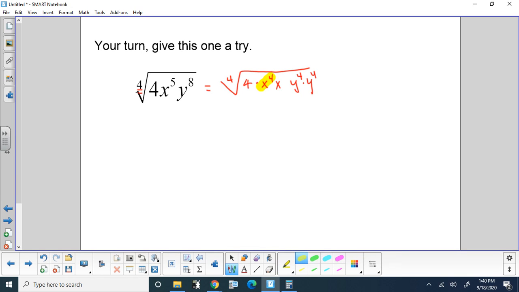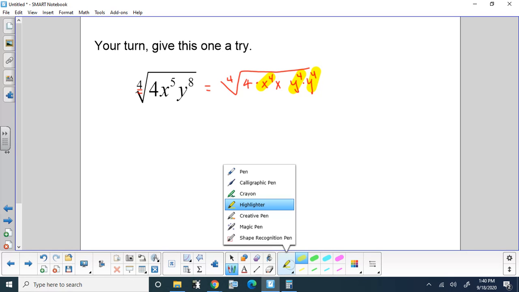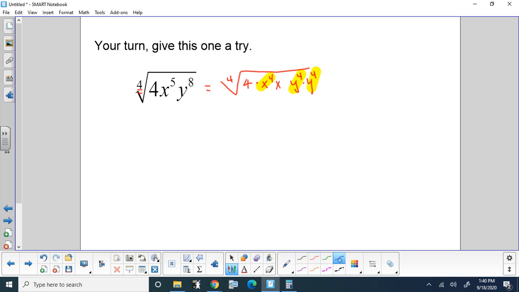Now I'm going to highlight the terms that I can bring out of the radical. Remember, the exchange rate to pull this out of this radical is I needed 4 of the same term. So when I bring these highlighted terms out, I am not going to keep the exponent of 4 because that was the exchange rate to get out. So I have x times y, and still left under the radical, I will have 4x.